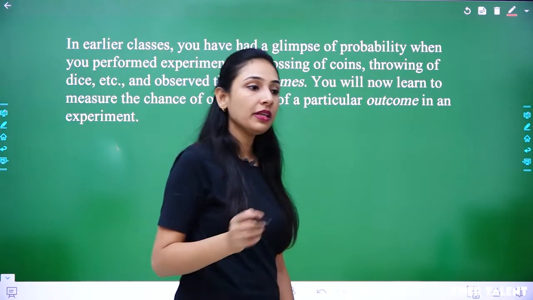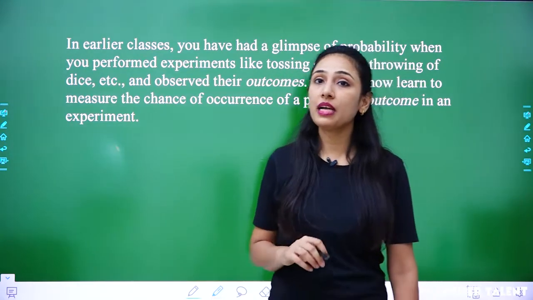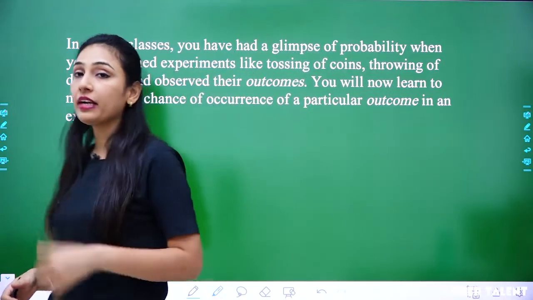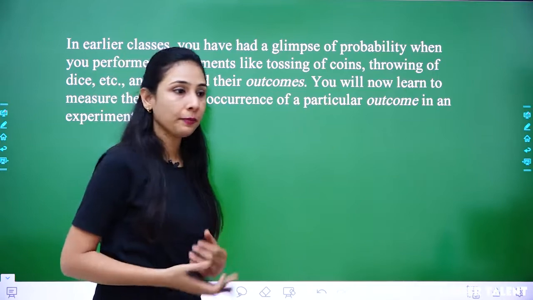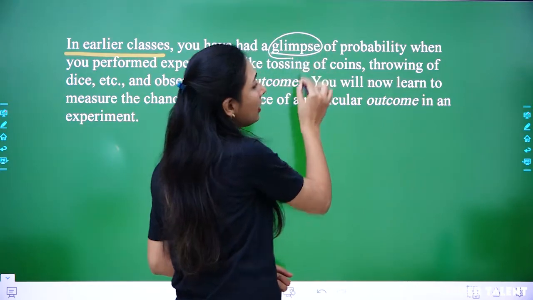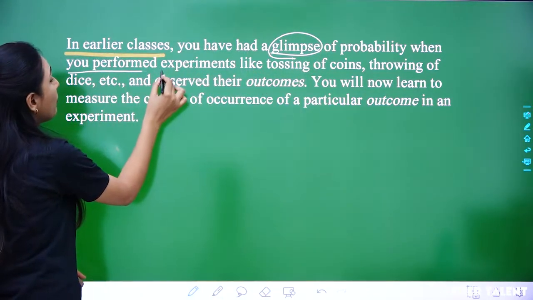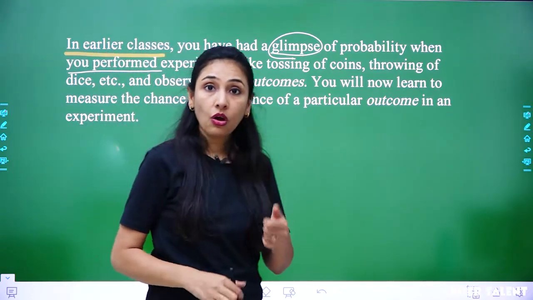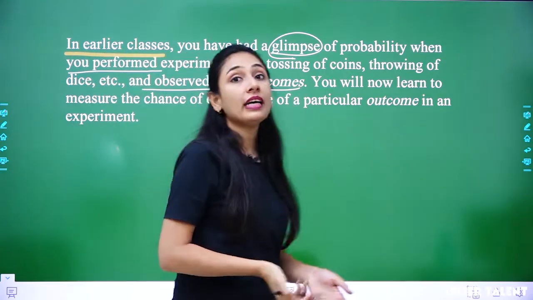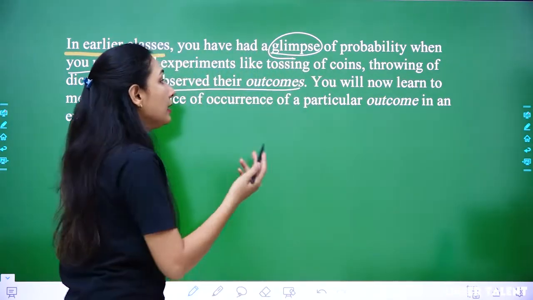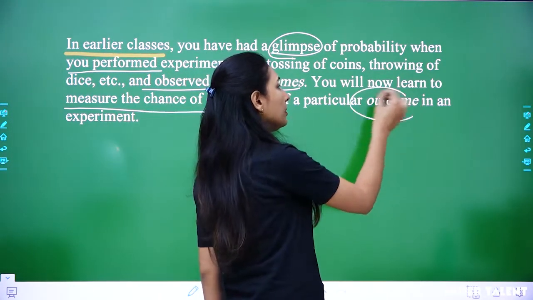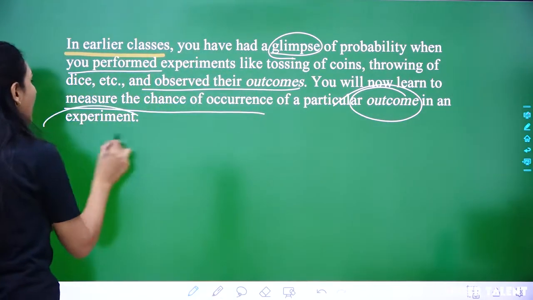In the previous classes we had performed some activities, and in these activities we found the probability in some experimental ways. In earlier classes we had a glimpse of probability when we performed experiments like tossing a coin or throwing a dice, and observed their outcomes. And now we will be learning to measure the chances of occurrence of a particular outcome. These words are important: outcome in an experiment.